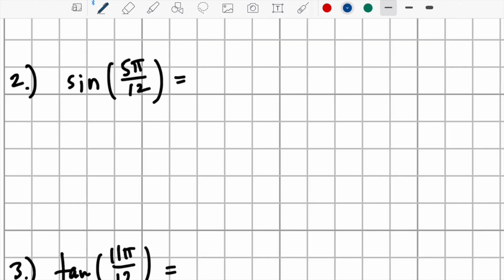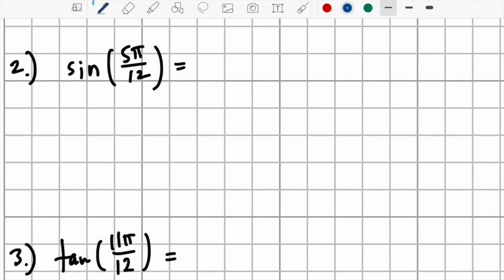Let's try another example, but this time in radians. The 5 pi over 12, that's not a common angle. So what I'll do is split it up like this: 3 pi over 12 plus 2 pi over 12. That is the same as 5 pi over 12. Now I'm going to reduce. 3 pi over 12 is pi over 4, and 2 pi over 12 is pi over 6. Hence, that is the same as 5 pi over 12.